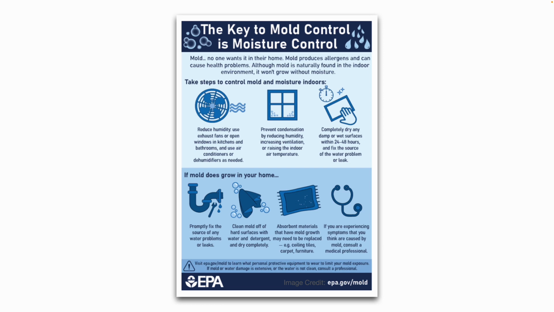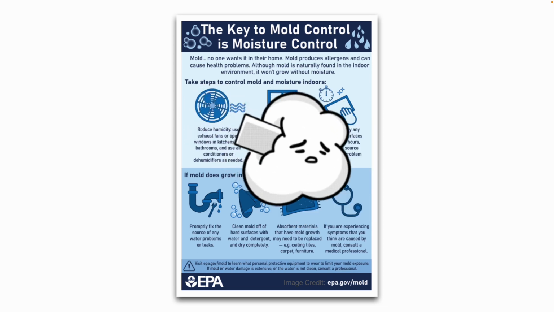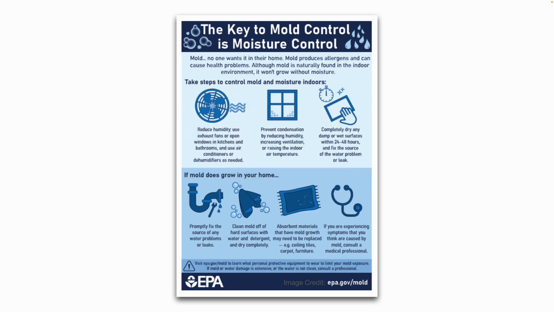If you have flexible HVAC ductwork that has insulation inside of it, you're going to need to throw that out and install the new section of ductwork. If you're experiencing symptoms that you think are caused by mold, consult a medical professional. This infographic was provided by epa.gov/mold. You can go on their website and learn more about mold in more detail.